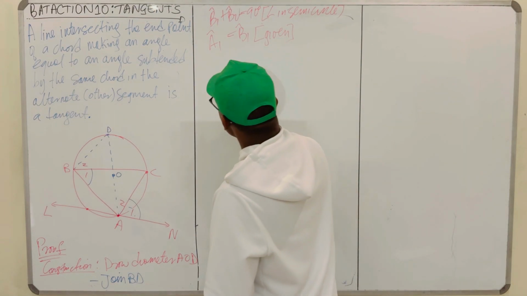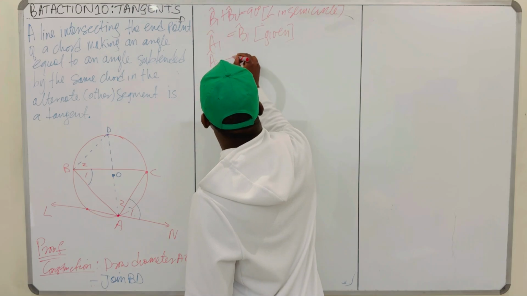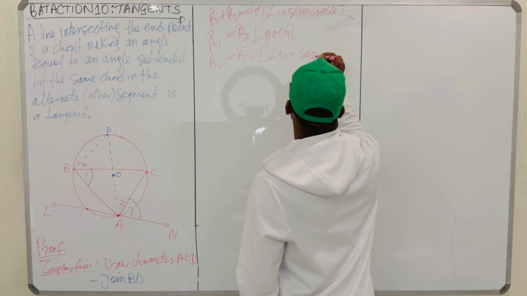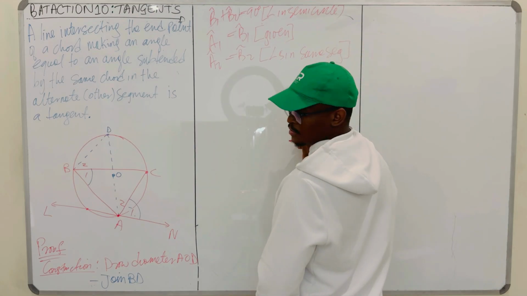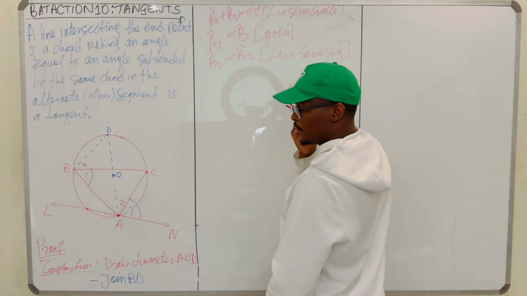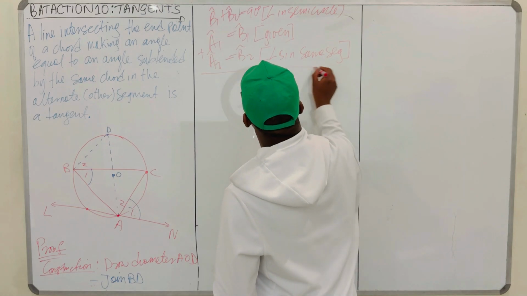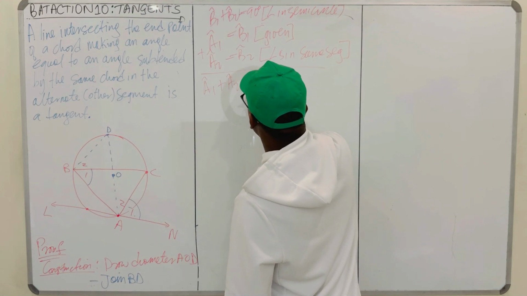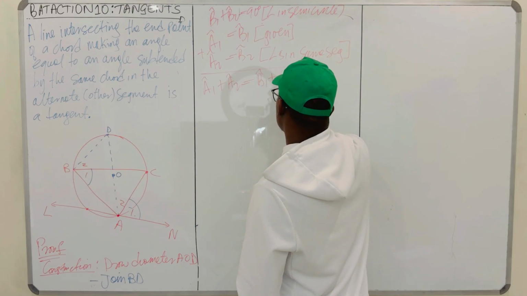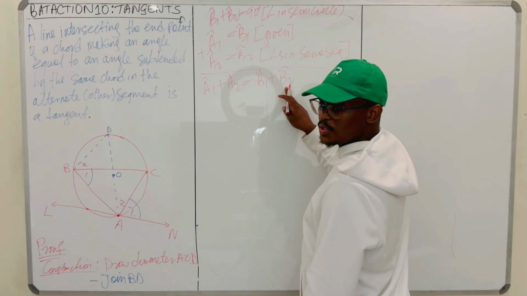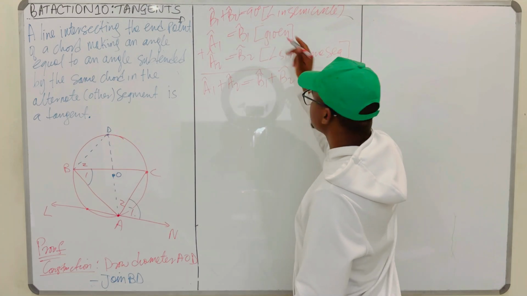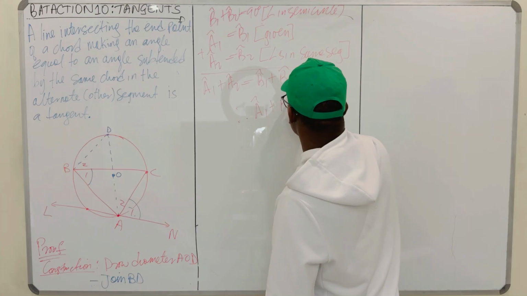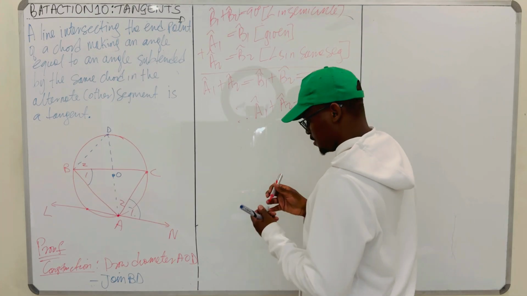And A2 is equal to B2. These are angles in the same segment. Do you agree? So if you add these two, you find that A1 plus A2 is equal to B1 plus B2. But what is B1 plus B2? 90. Therefore, A1 plus A2 is equal to 90 degrees.